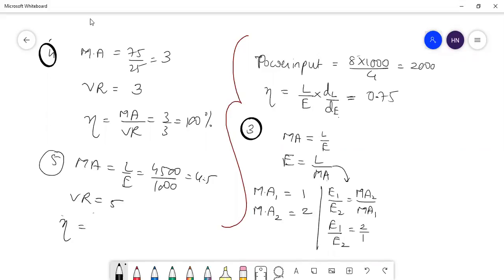And then efficiency. Efficiency will be 4.5 upon 5 into 100. So that will be 90%. Correct. Thank you.